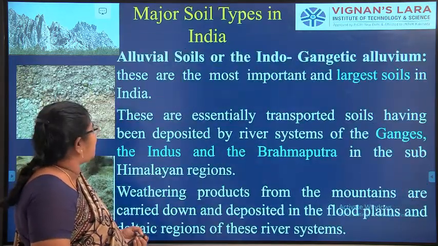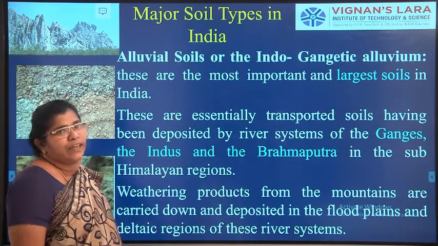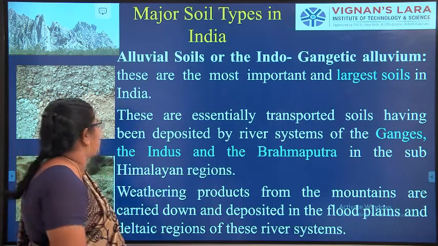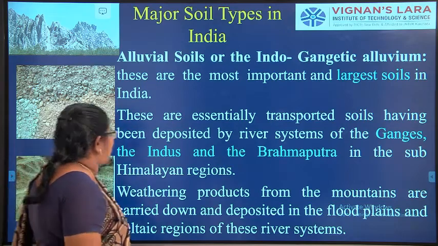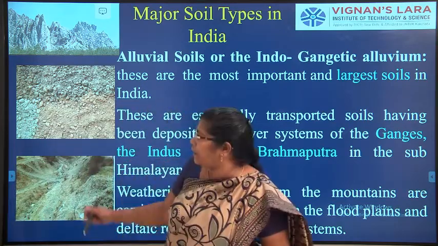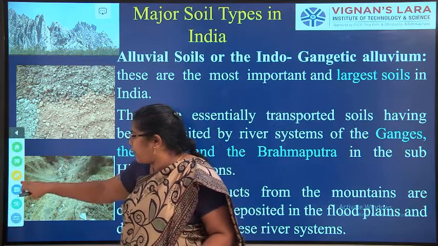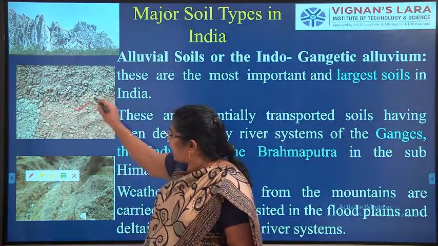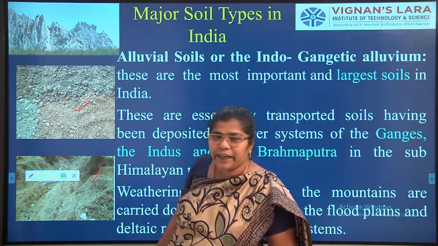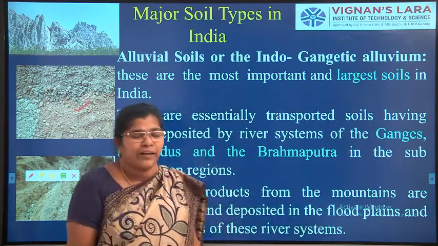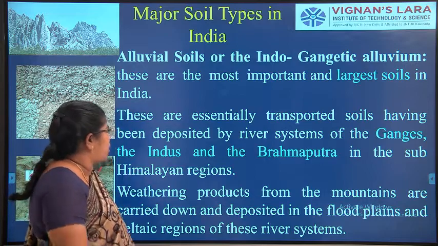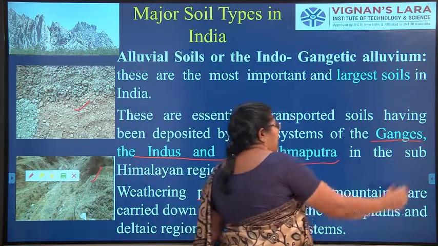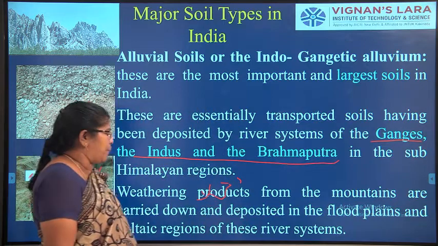Next we will see about the alluvial soil. The alluvial soil is mostly in the Indo-Gangetic plain, the river surface of the Indo-Gangetic plain. So it is of different colors, right? It may be light brown, light green, or even red in color. Mostly it is present in the Ganges, Brahmaputra and the Indus river basins.